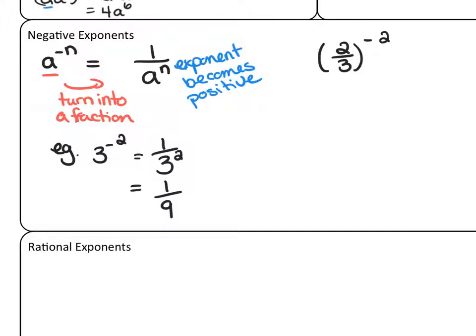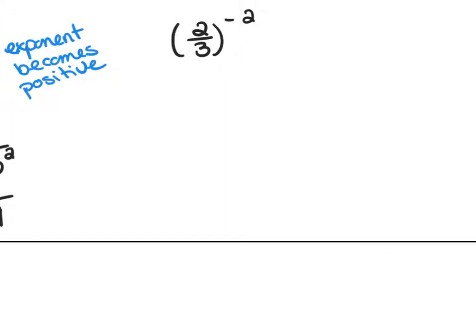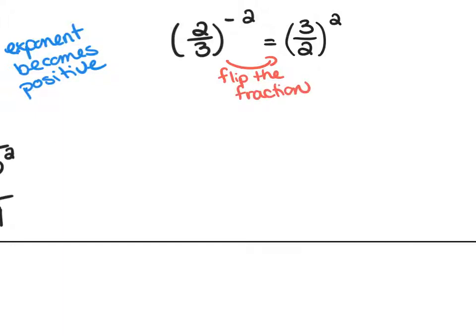Let's say, what am I going to do with that? The quick way to do that, I'm just going to move it over a bit, is you actually will flip the fraction. So it becomes 3 over 2, and then the exponent itself becomes positive. So you're going to flip the fraction in this case, and then the exponent becomes positive.